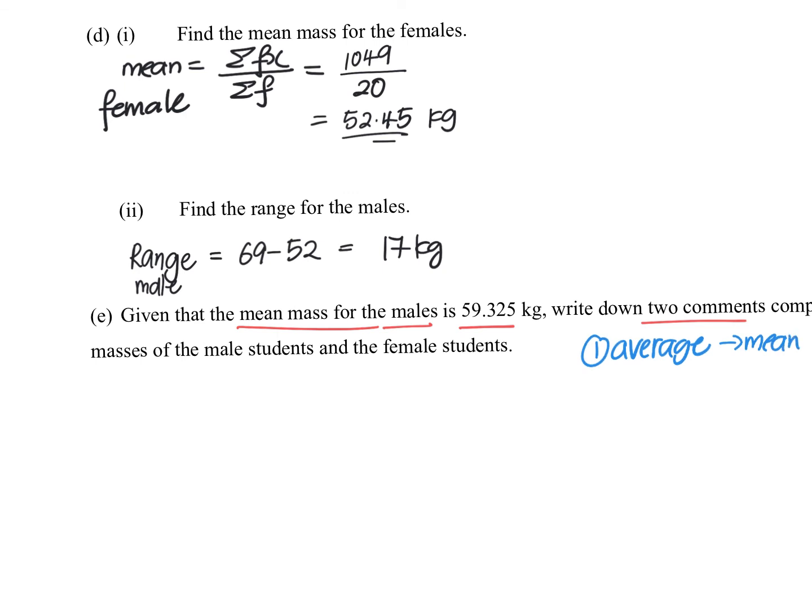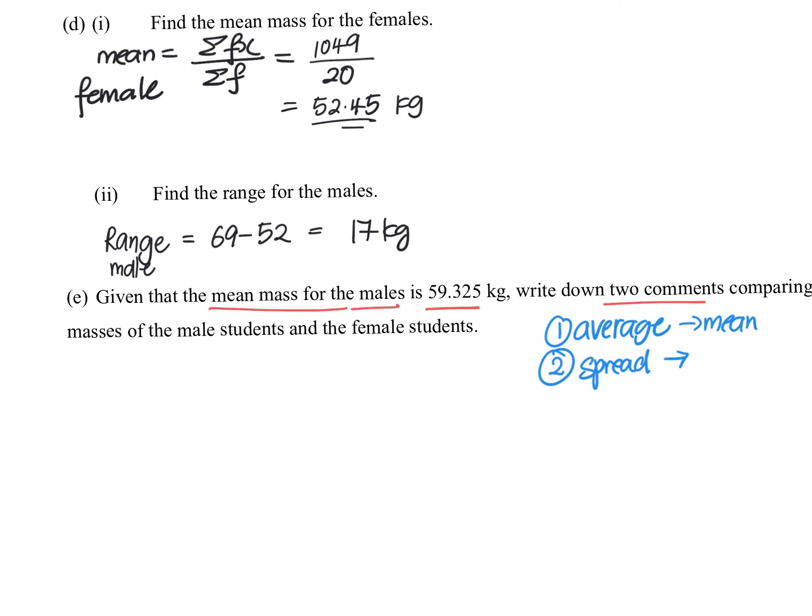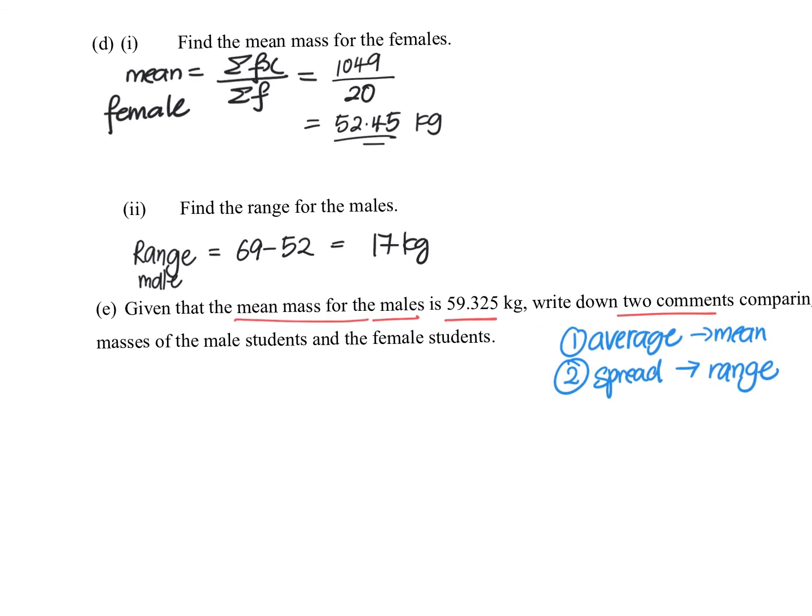The second one that we are going to compare is usually the spread of the data. In the Sec 2 syllabus, we have not learned interquartile range yet, so we'll just be using range for comparison of the spread of the data, which data is more widespread. Now let's begin with the first one, to compare the average, we're going to use the better measure of central tendency, that will be the mean.